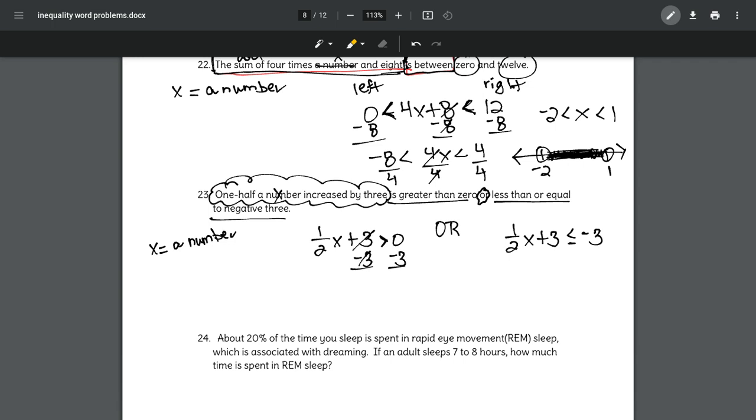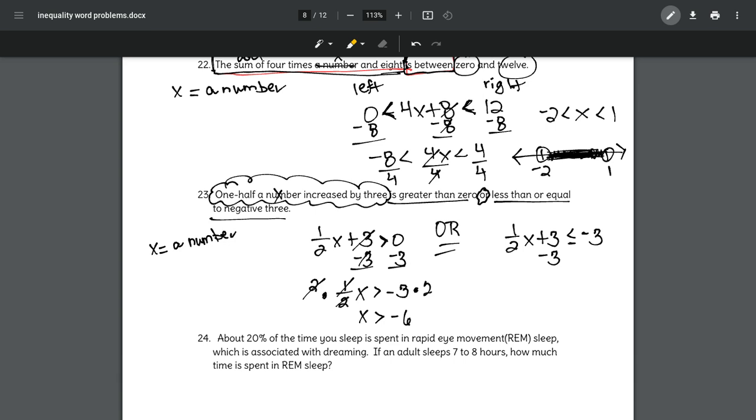Subtract 3 from both sides. So you have 1/2 x is greater than negative 3. And you all know to get rid of a fraction that's attached to a variable, you got to multiply by the reciprocal. The reciprocal of 1/2 is 2 or 2 over 1. I'm just going to use 2. These are going to cancel. So x is greater than -6.